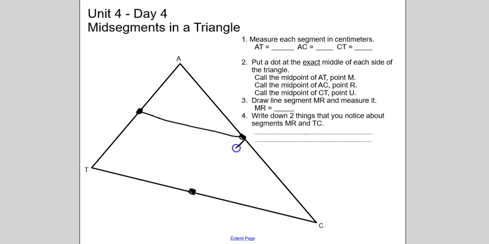Then, as straight a line as possible, sketch this triangle. All right, so it says, call the midpoint of AT M. So here's AT, we're going to call this M right there. Call the midpoint of AC R. So I'm going to put an R right there. Call the midpoint of CT U. Put a U right there.